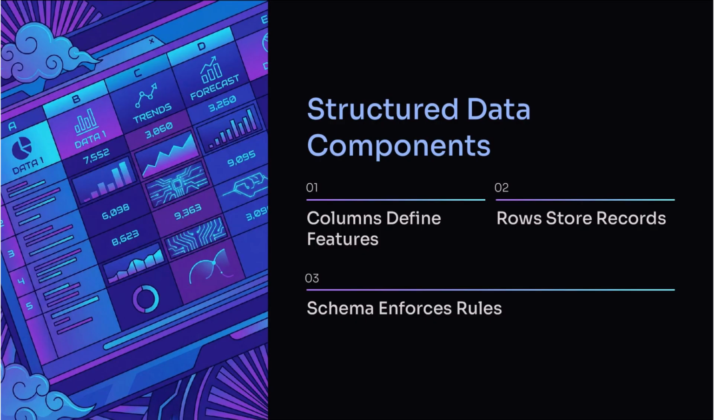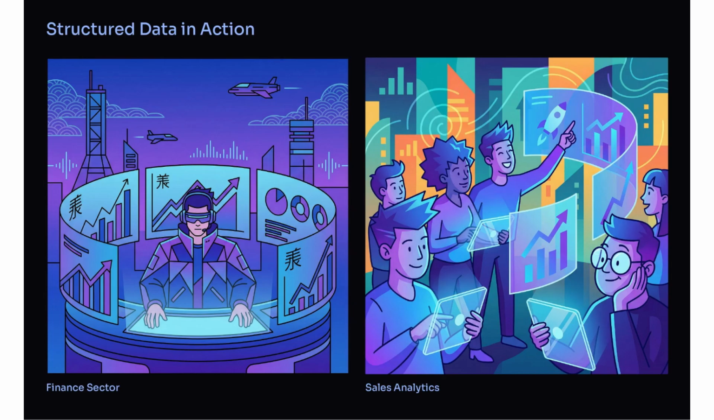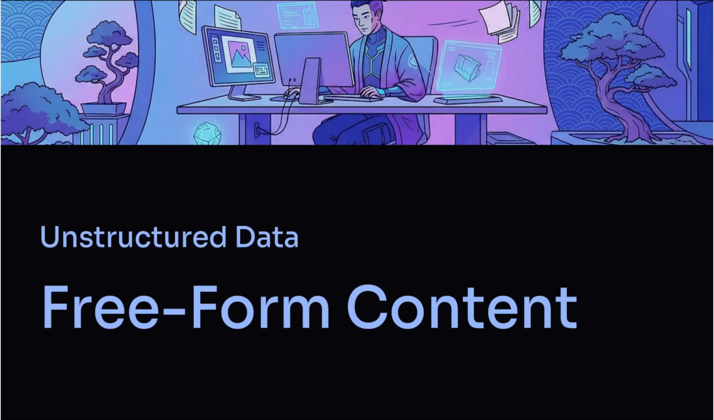Common examples of structured data include financial transactions, sales records, inventory tables, and sensor readings stored in spreadsheets or relational databases. Unstructured data does not follow a fixed schema. It includes data where structure must be inferred rather than assumed. Text data is a major form of unstructured data. Emails, documents, messages, and social media posts all fall into this category and require specialized processing.